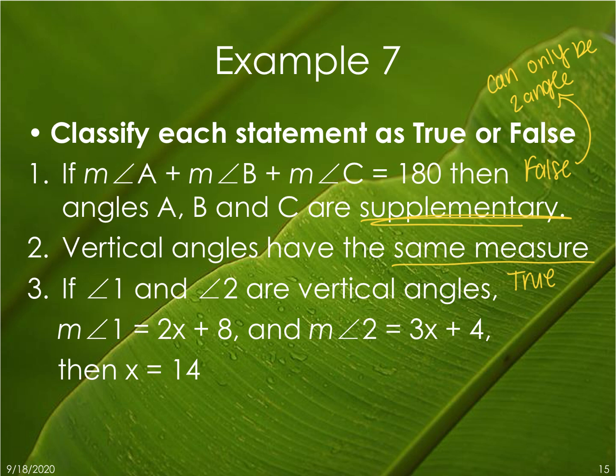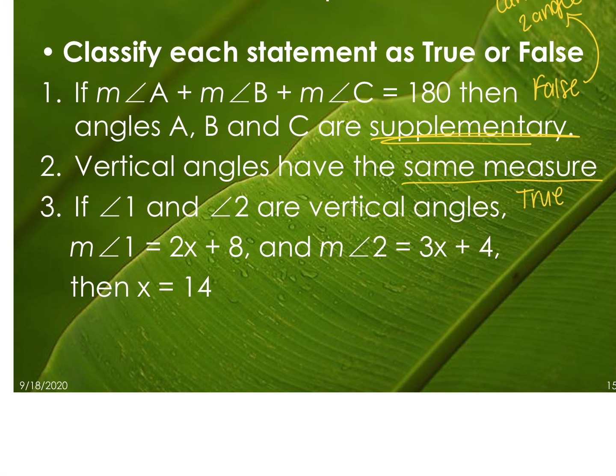And the last one, if angle 1 and angle 2 are vertical angles, the measure of angle 1 equals 2x plus 8, and the measure of angle 2 equals 3x plus 4, then x equals 14. How would I check if this is true or false? What is it? How would I do it? Solve the angles? Yes, solve it by doing what? Katya? Good. Because they're vertical angles, I'm going to set them equal to each other. So I have 2x plus 8 equals 3x plus 4. Solving it, subtract 2x from both sides.